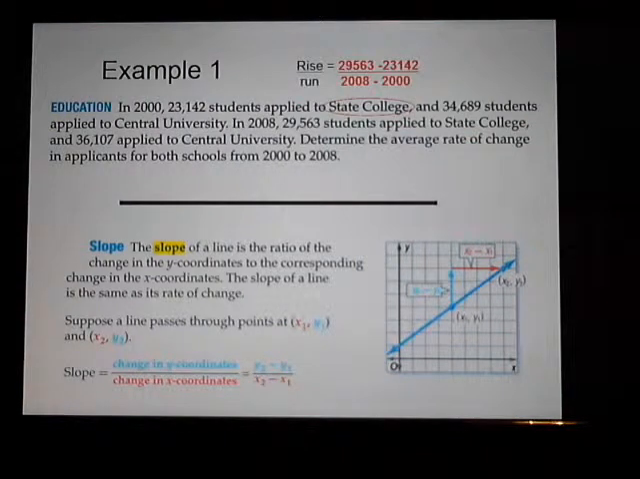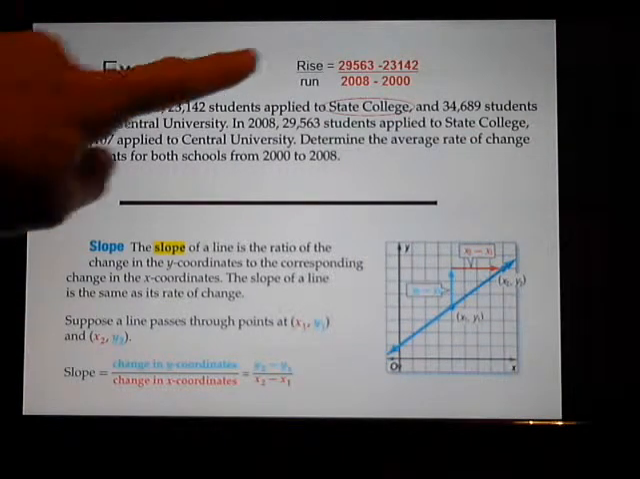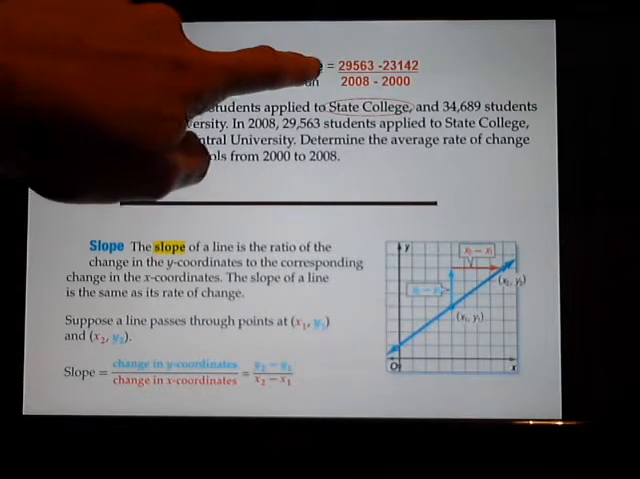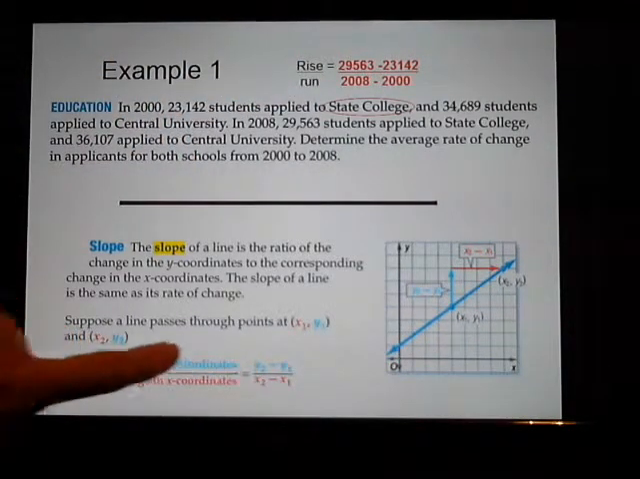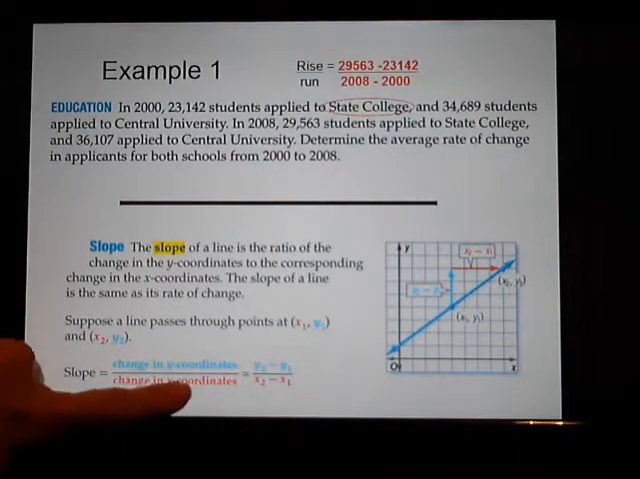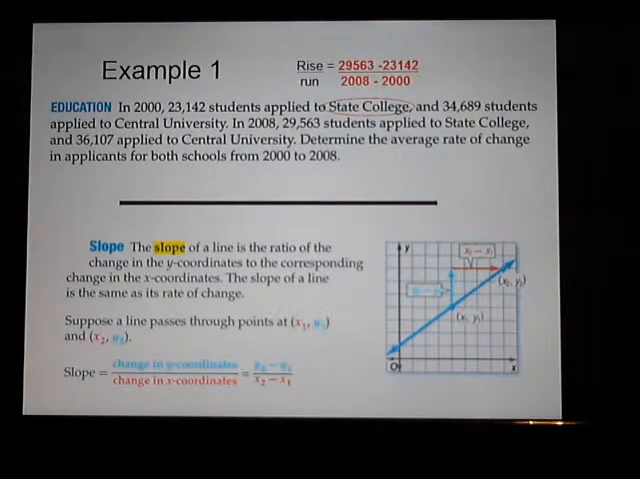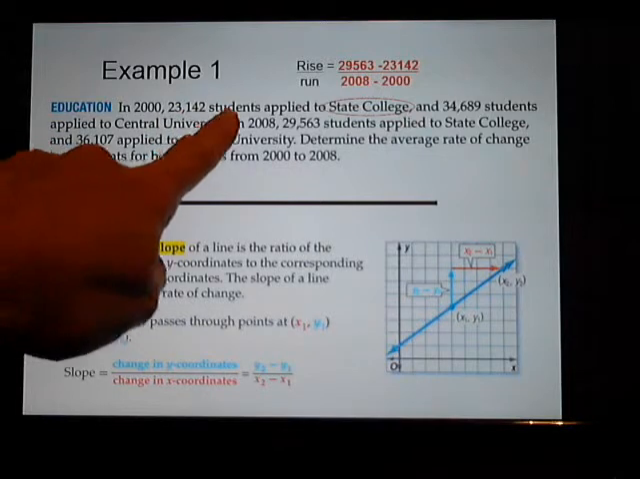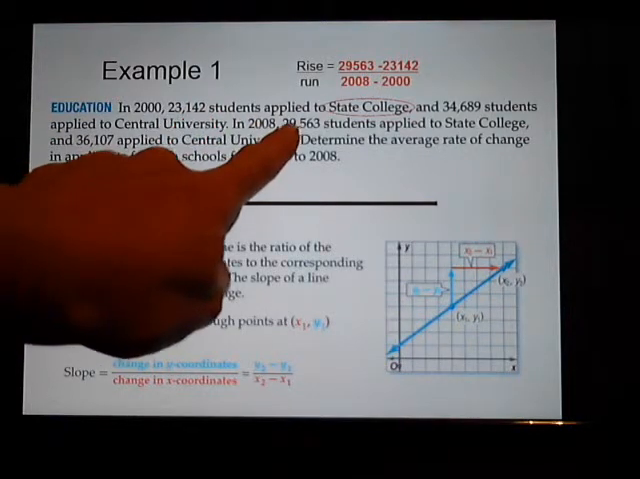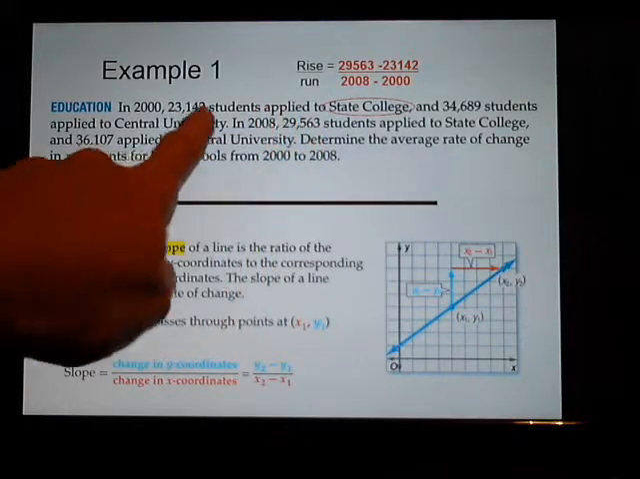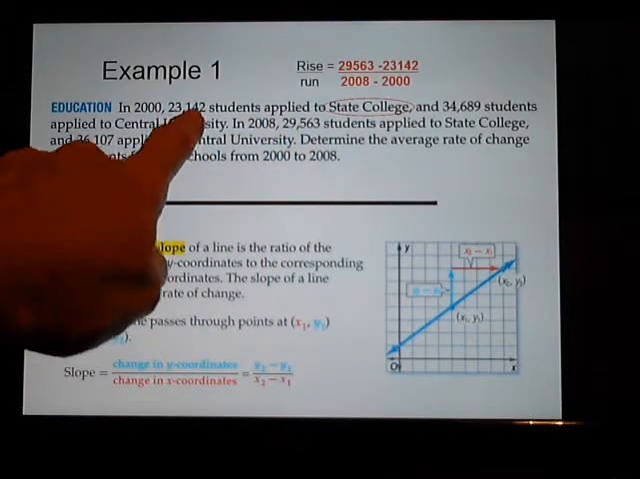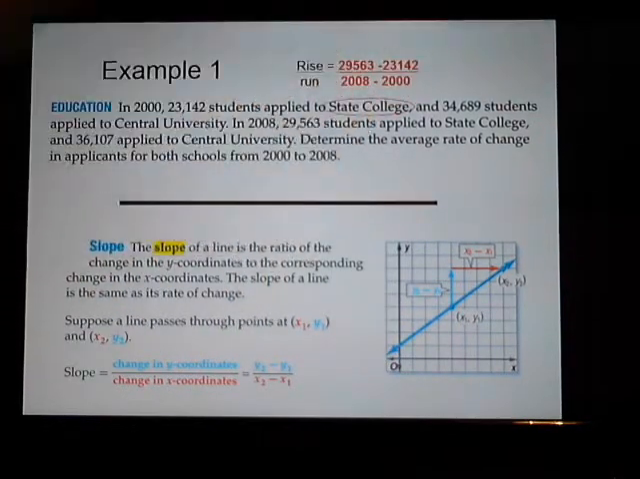And I always think of rise over run. You could think of this as change in y over change in x. That would have been better for me to write. So I would have done this down here, change in y over change in x. So my State College was here. Here's 2008, 29,563, and 2000, 23,142, and that is how I got my top numbers.